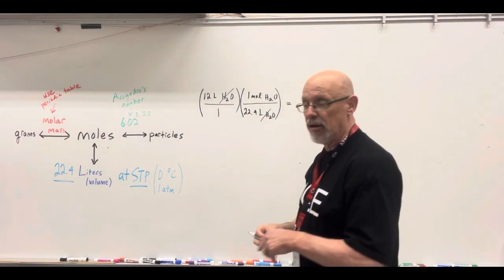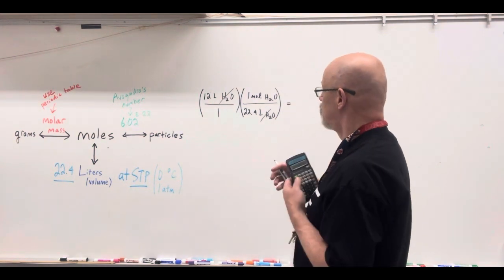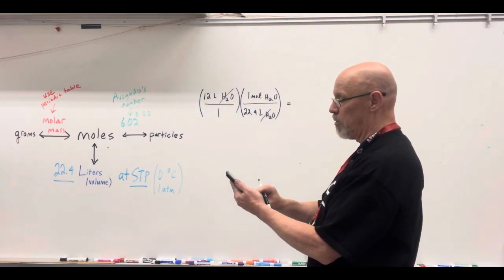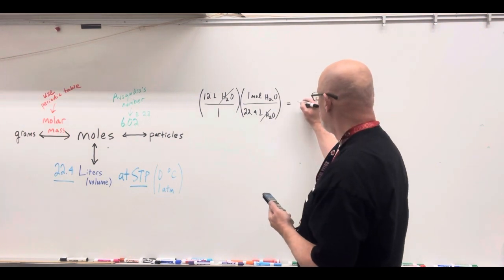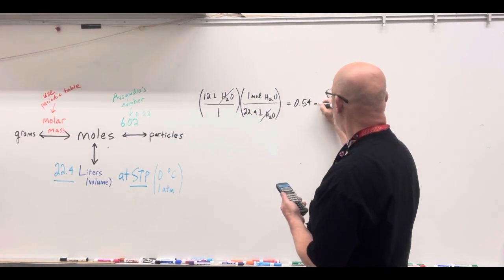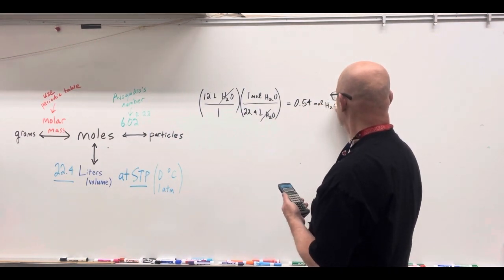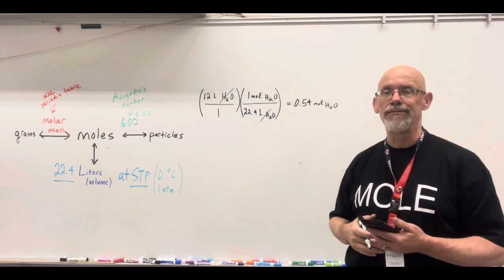A calculator comes in handy. And so this is just going to be 12 divided by 22.4. And we get this number, roughly 0.54 moles of H2O. Liters to moles. The liters cancels out.